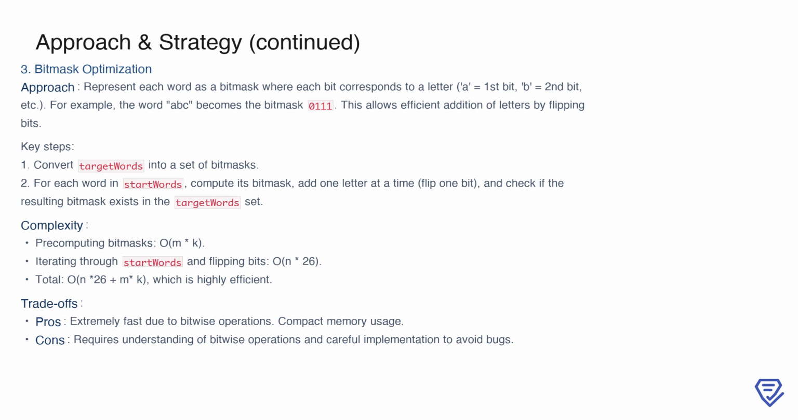We convert each word in target words into a bitmask and store these in a set. For each word in start words, we calculate its bitmask, flip one bit at a time to simulate adding a character, and check if the new bitmask exists in the target words set. This approach is extremely fast because bitwise operations are highly efficient, and it minimizes memory usage by avoiding the need to store or sort strings. However, it does require a solid understanding of bitwise operations to implement correctly.